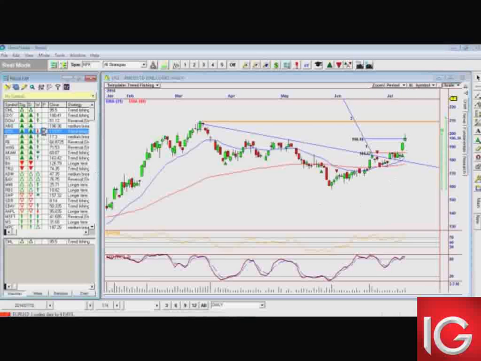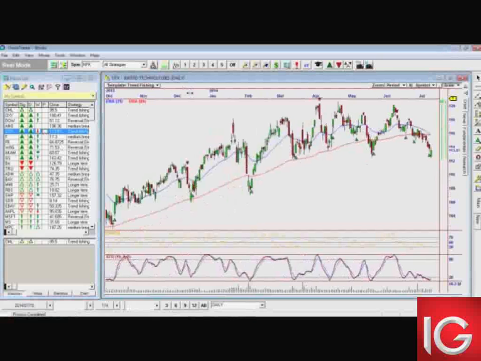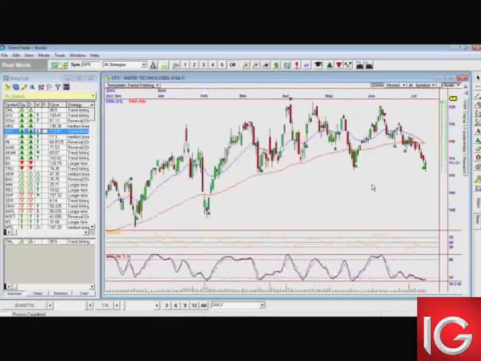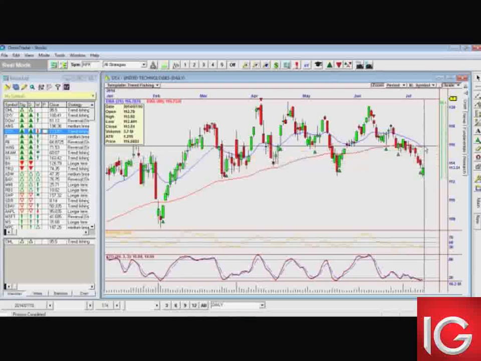If we go to United Technologies, this is quite an interesting one. Trend fishing has fired, and it's basically confirmed the trigger from yesterday. Now what's happened subsequently is yesterday's close pushed the 21 below the 89. That for me is a definite no trade.